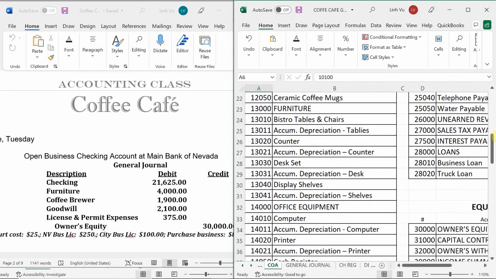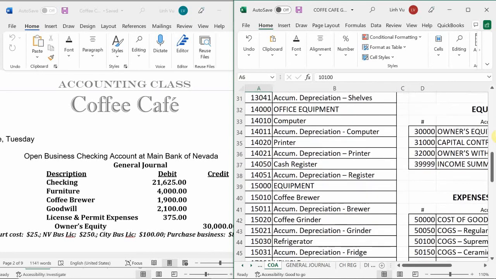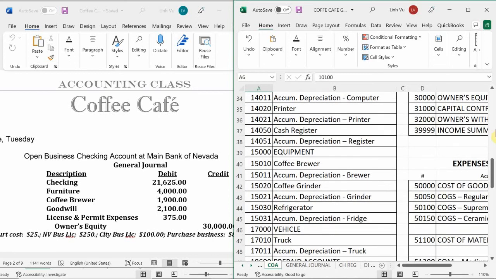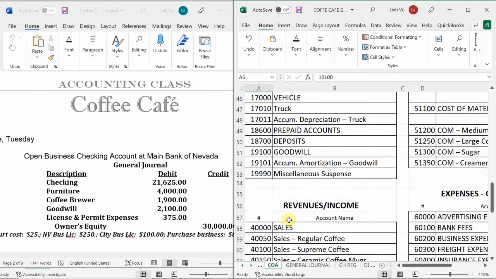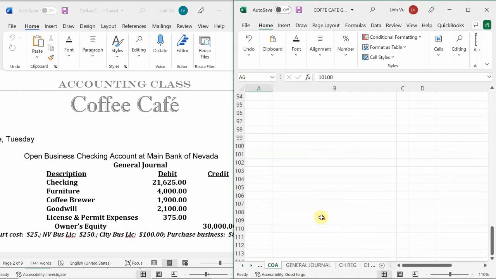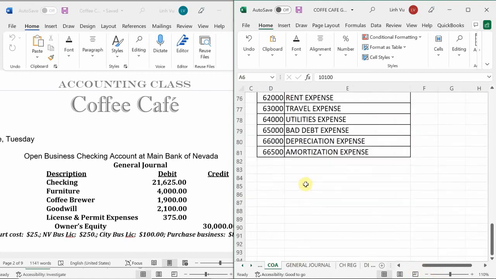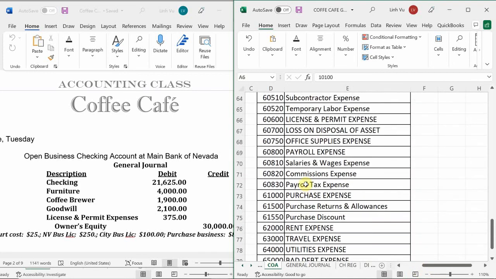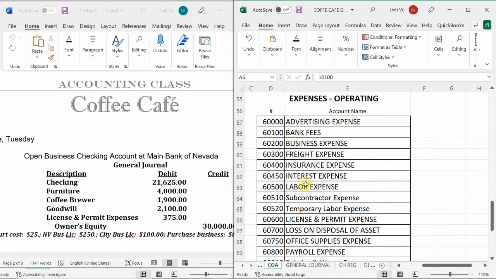Okay, do we have a brewer account? Yes. 15. 150. Okay, do we have Goodwill? Goodwill, yes. 19,100. And do we have license expense?